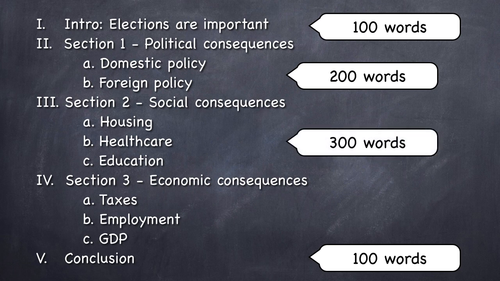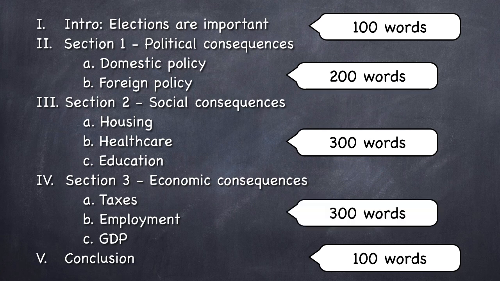So it's 100 words per subsection, 100 words about domestic policy and 100 words about foreign policy. There we go. We're going to have 300 words for section 2 because we have 3 subsections there. So 100 words for each. And this works out perfectly fine. And we're going to have another 300 words for section 3. And if you do the math, that's 1,000 words.